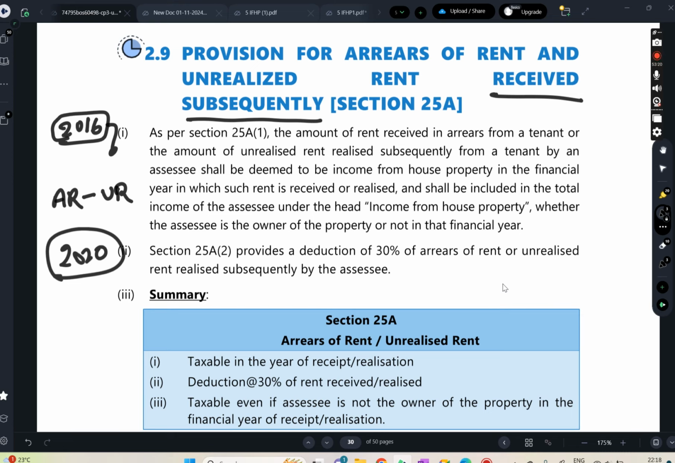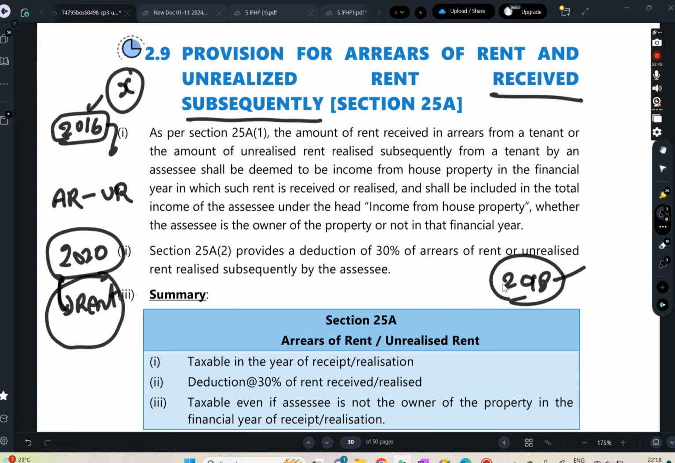We received it, like in 2020 we received the rent. Let's just say X failed to pay the rent in 2016. The same guy is coming voluntarily and paying the money. Now in 2018 I sold my house to somebody else. Now can I tax whatever money I am receiving? Shall we tax it now?